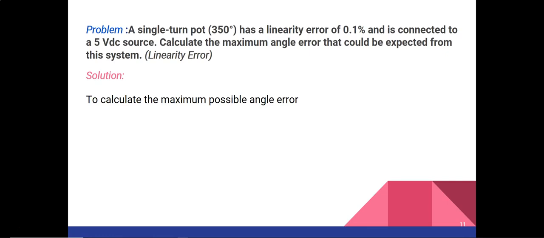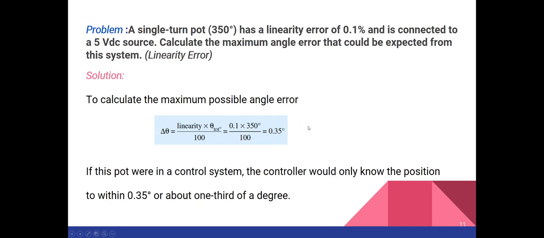To calculate the maximum possible angle error, we will use this formula of linearity error. We have made a little change, where delta theta equals linearity error times theta total divided by 100. Theta total we already know is 350 degrees, given in the problem. Linearity error is given, which is 0.1, and we have to find the maximum angle error, delta theta. Putting all these values, you will get 0.35 degree. If this pot were in a control system, the controller would only know the position to within 0.35 degree, or about 1/3 of a degree. So this was a problem based on linearity error.